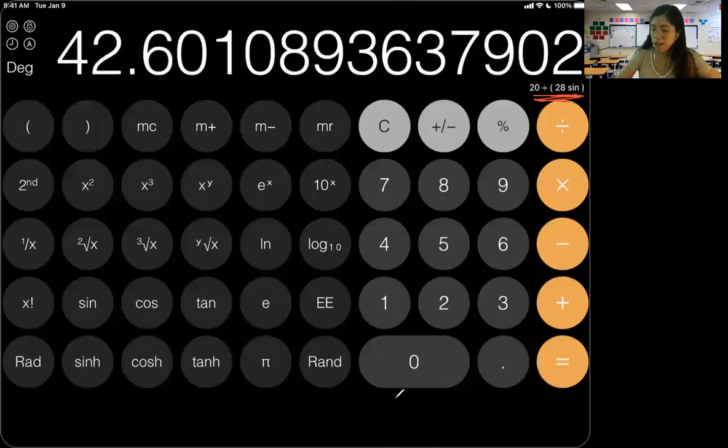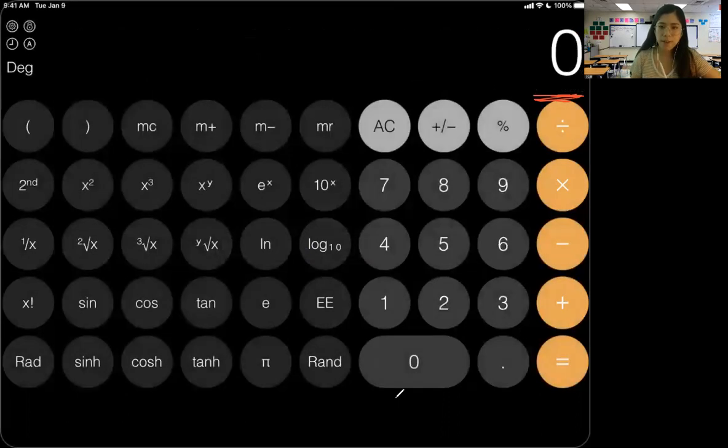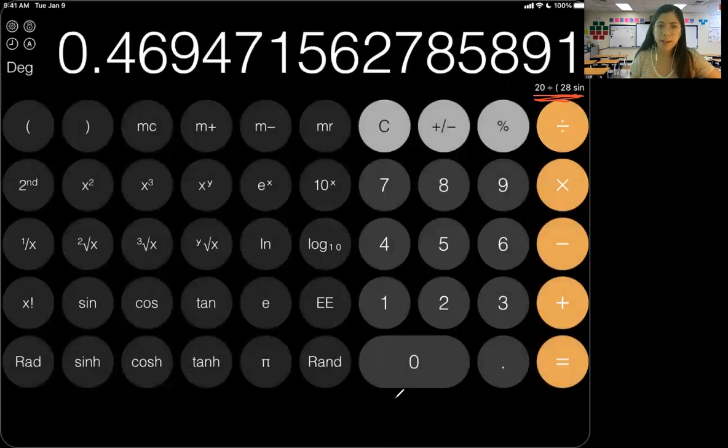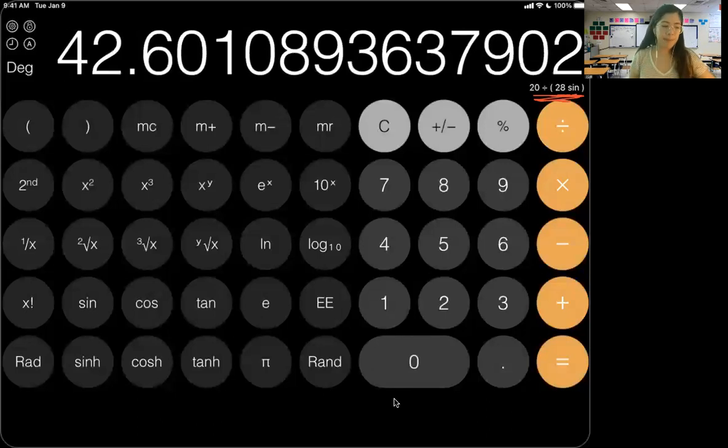So I'm going to do it one more time, and I want you all to follow along. No matter which calculator you're using, it's going to be the same process. So again, 20 divided by, open those parentheses, hit 28, hit sine, because we're taking the sine of 28, close your parentheses and hit equals. Is anybody still getting a different answer and would like me to try it one more time?